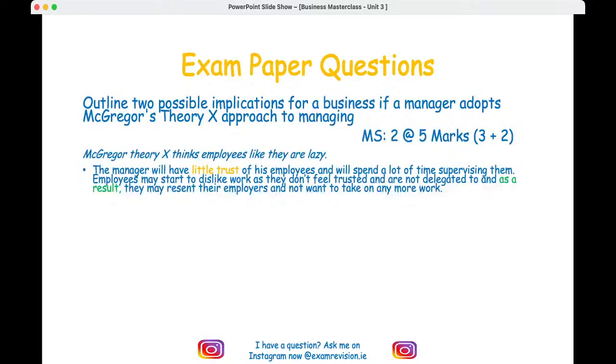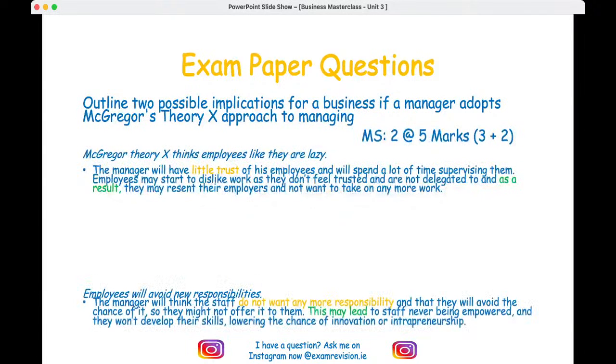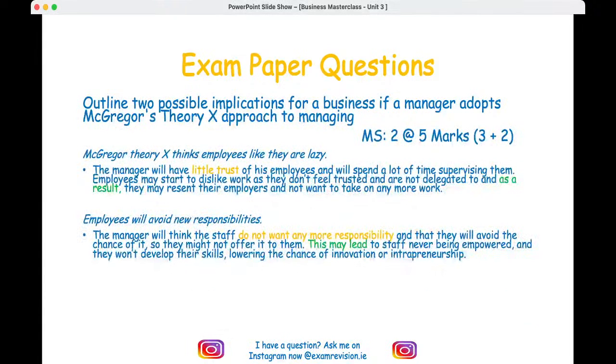Employees will avoid new responsibilities. So your heading could be employees will avoid new responsibilities, or you could just say avoiding responsibilities if you wanted. So the manager will think that staff do not want any more responsibilities, and they will avoid the chance of it. So they will not offer that to them.